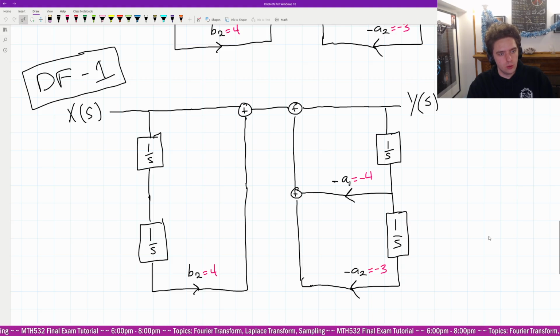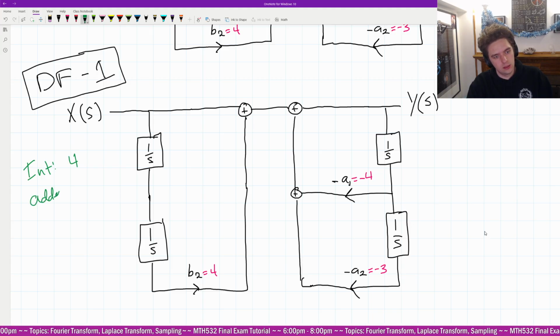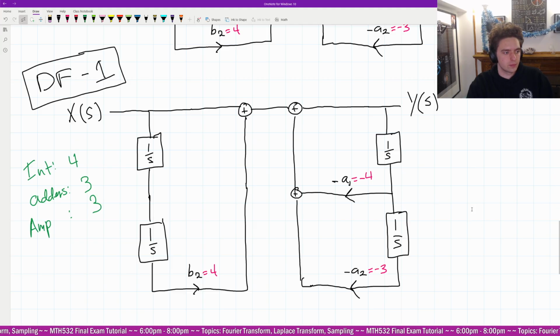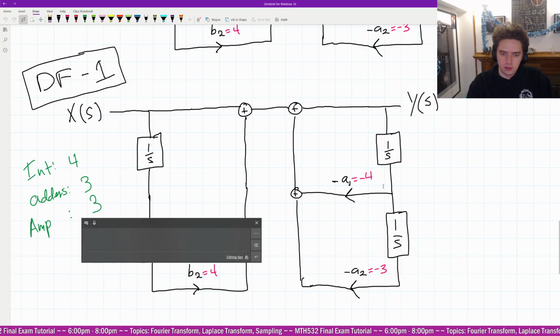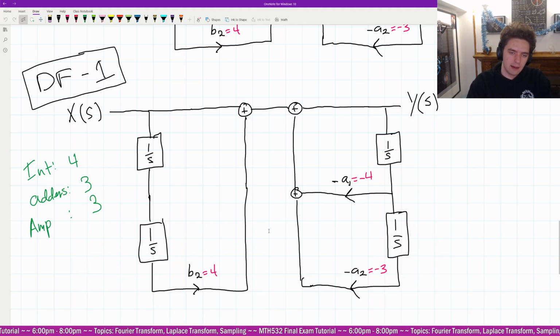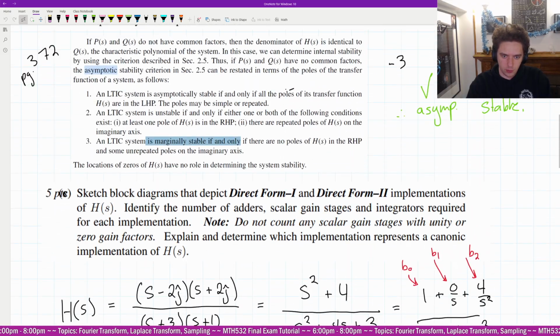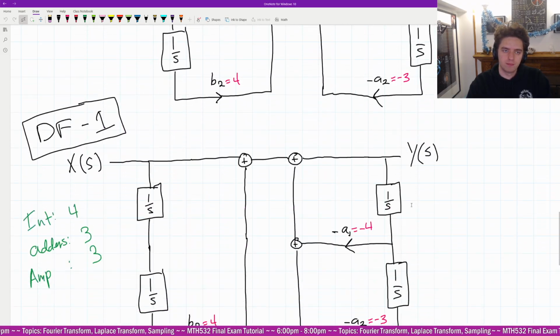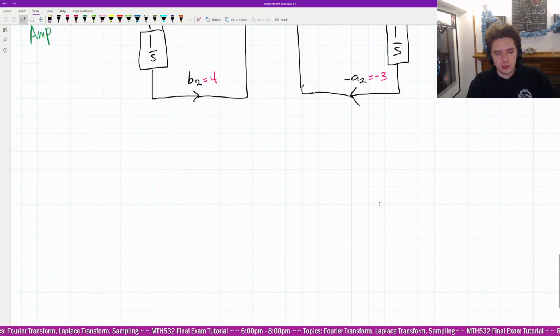Yeah. So, number of integrators, adders, 3. And what was the other one? Amplifiers. Also 3. Yeah, I agree. It's my finalized direct form 1, which has what they wanted us to not count here. So okay, let's do direct form 2.